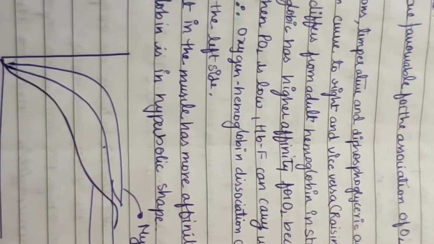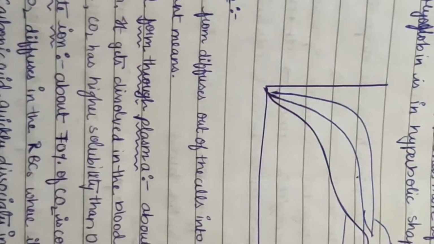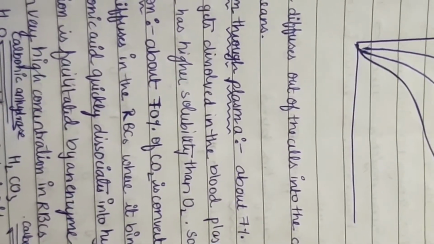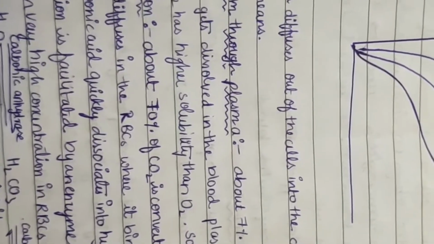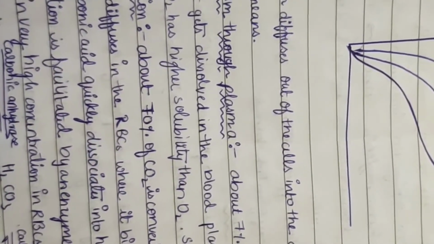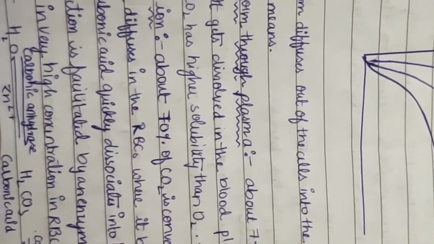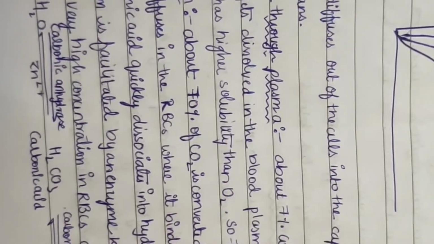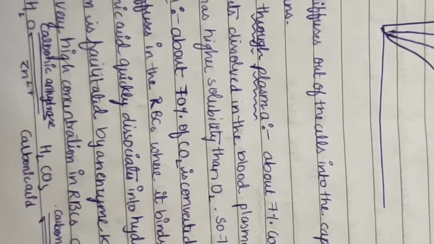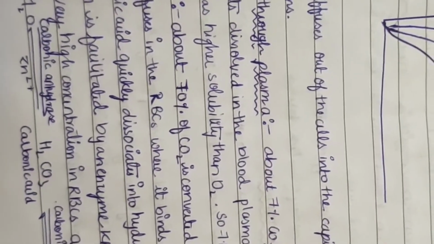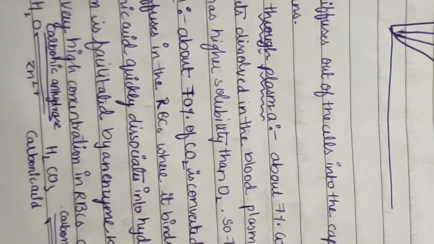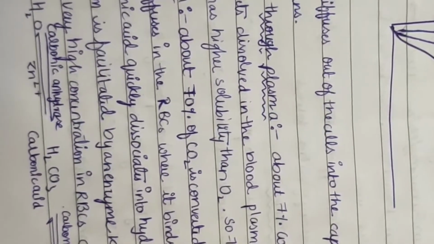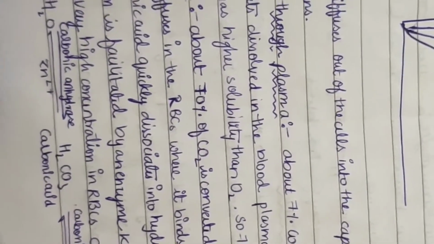Now, transport of CO2. CO2 in gaseous form diffuses out of the cells into the capillaries where it is transported by different means. In dissolved form through the plasma, about 7% of CO2 gets transported. It gets dissolved in the blood plasma and is carried in the solution to the lungs. CO2 has higher solubility than O2. So 7% of CO2 is dissolved whereas only 3% of O2 is dissolved.